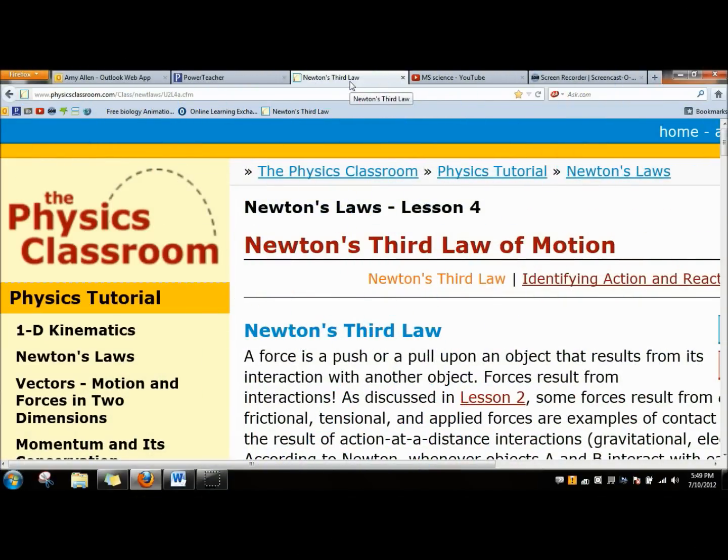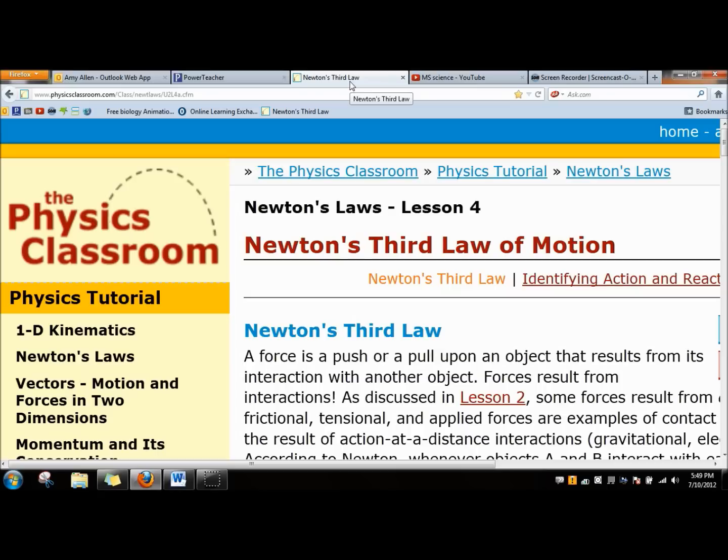Normally, when I have you investigate one of Newton's laws of motion, I do the data collection part first, and then you kind of put together the understanding of the law. But for Newton's third law, I want to go backwards. I'm going to help you understand what Newton's third law says. I'm going to give you some examples, and then I'm going to give you some real-world examples.